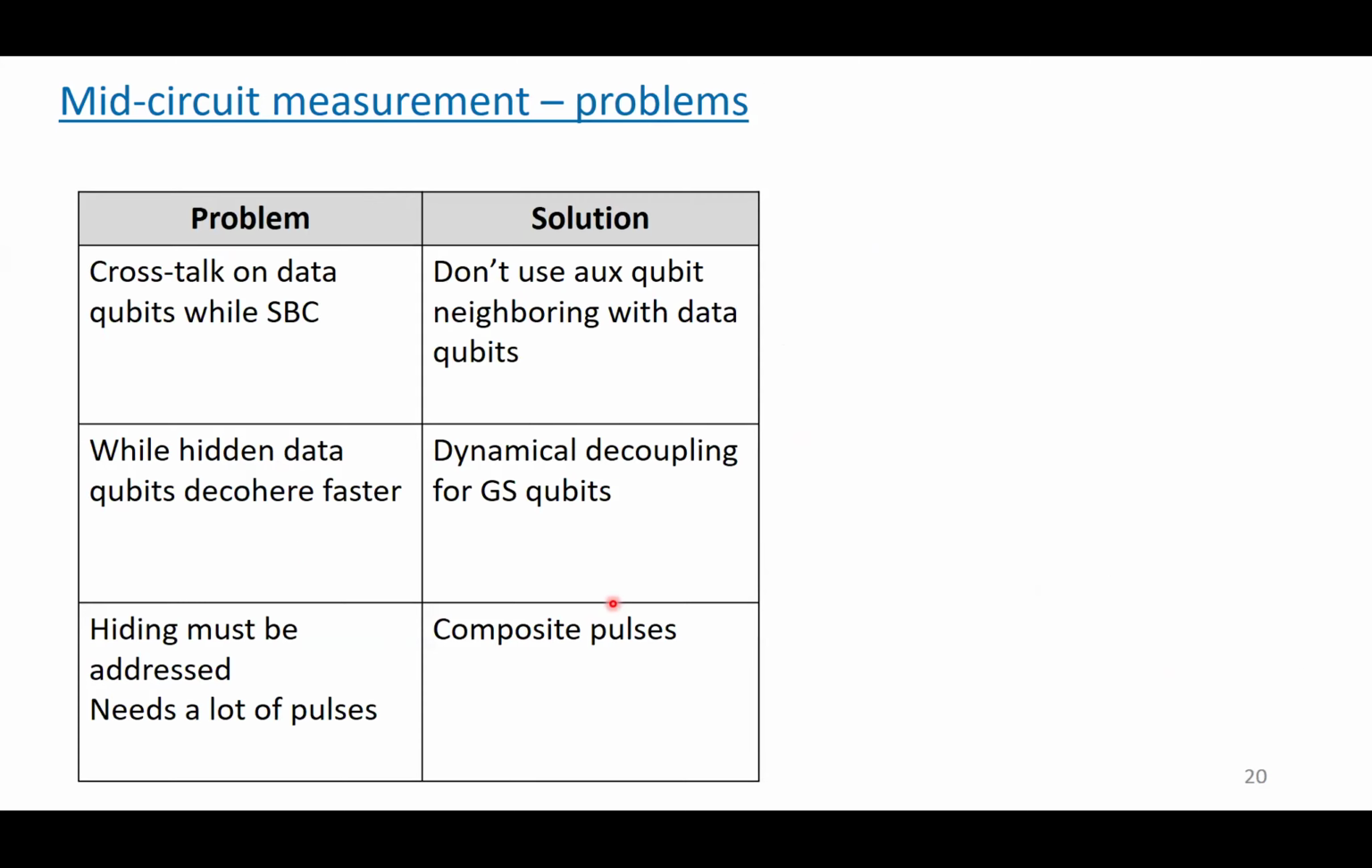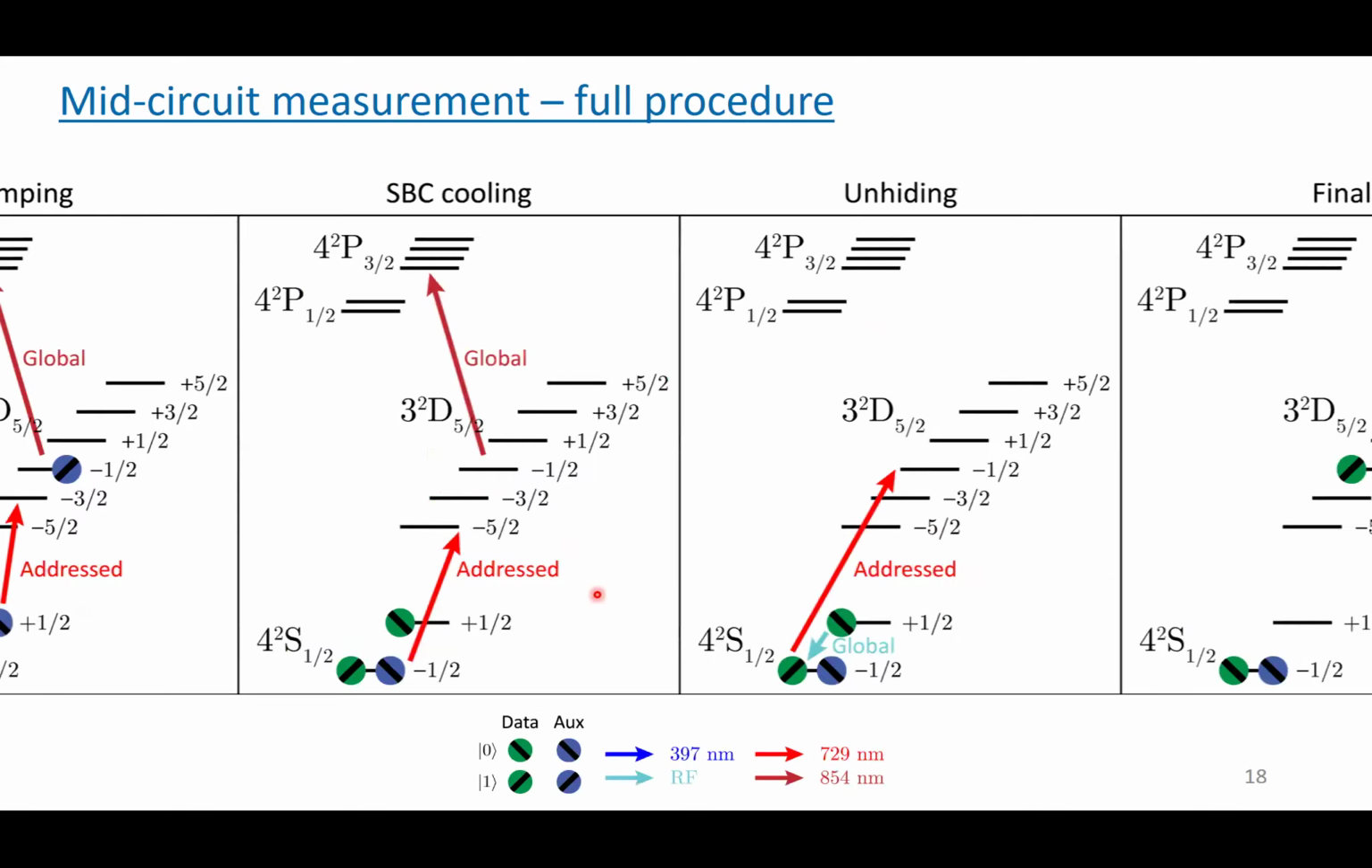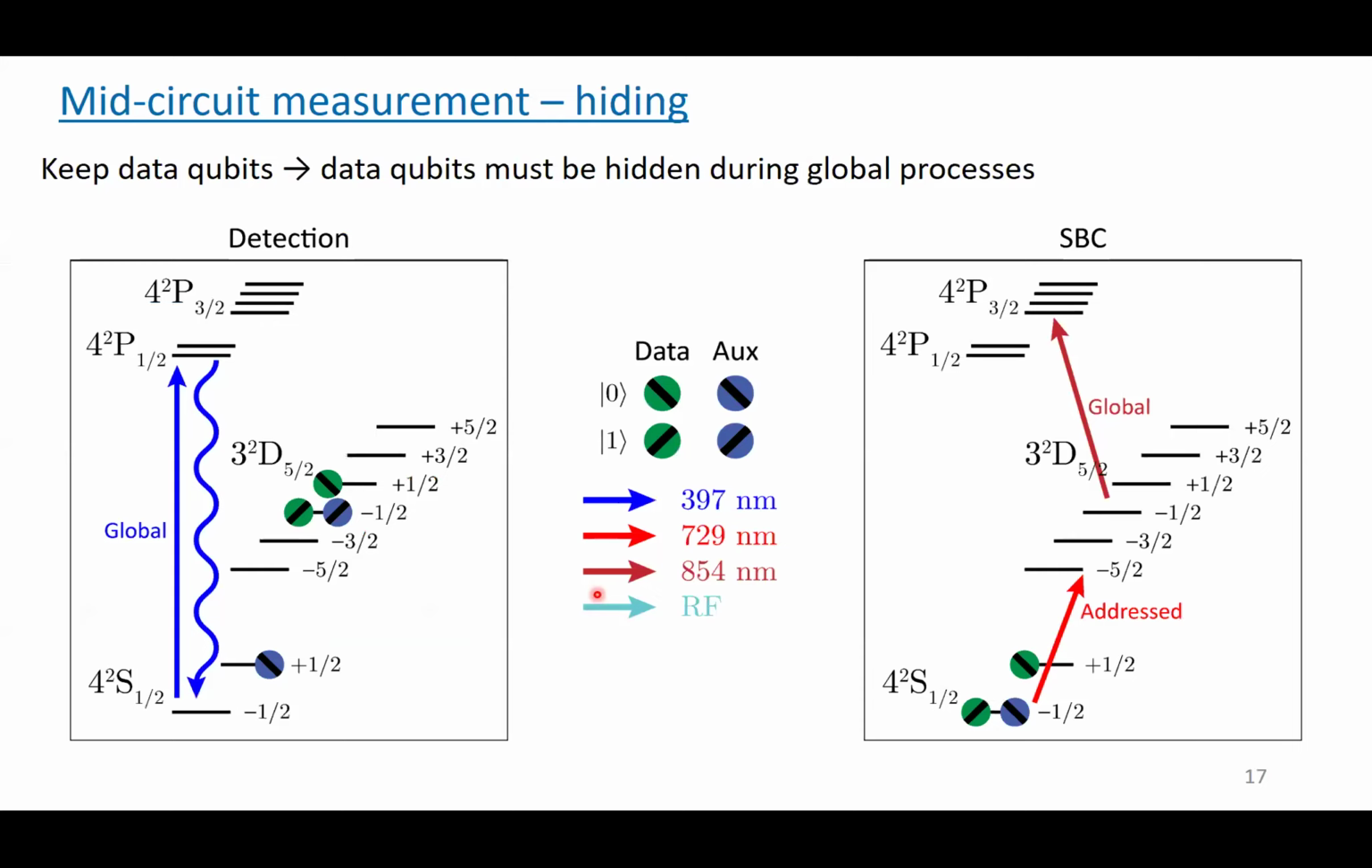So far, sorry, can I ask something? Yeah, sure. I'm just confused about the unhiding and hiding part. Do you want to go back here? Yes. So you hide it into a different level. Yeah. So when we do detection, we want no data qubits to be in S level or P level, right? So we will move them to D.